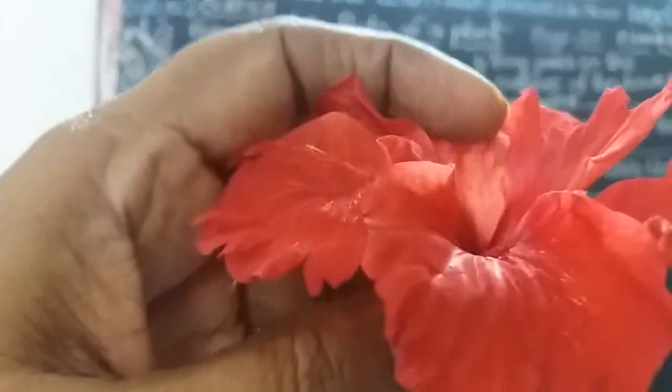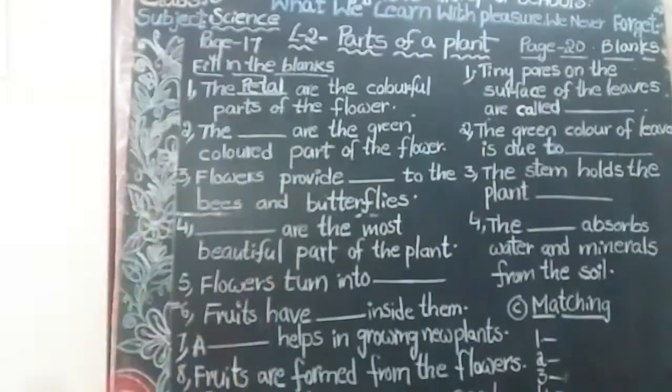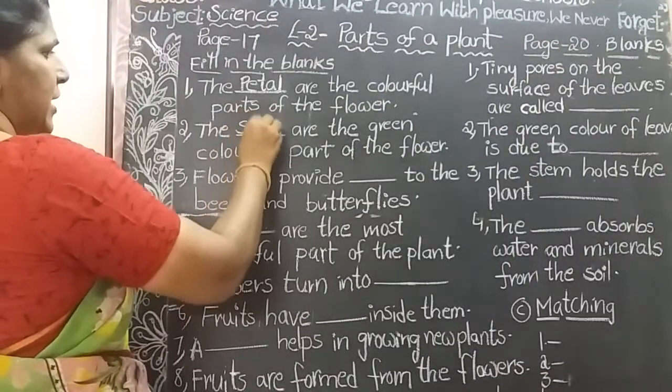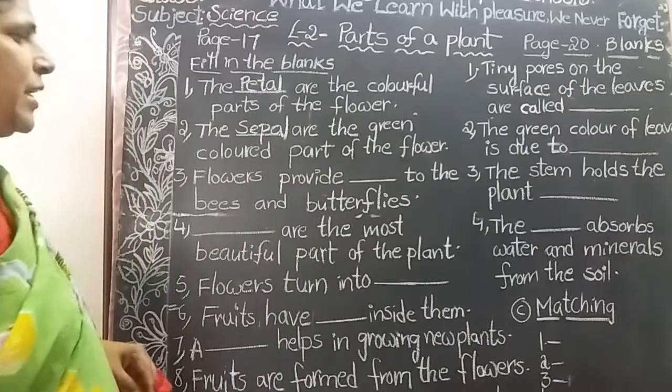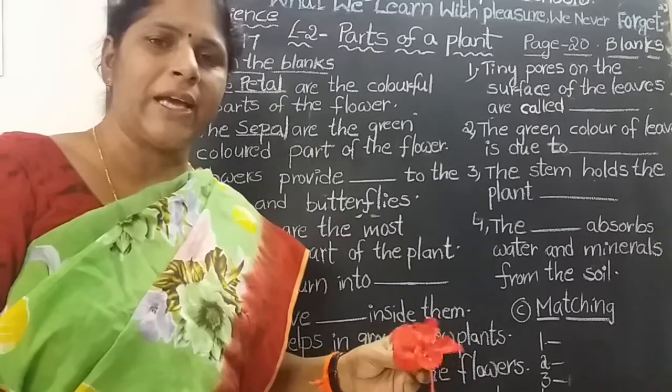Bright color part is called petal. Green color leafy-like structure, this green colored part of the flower is called sepal. What is the green color part of the flower? Sepal. Okay. Next, flowers provide dash to the bees and butterflies.